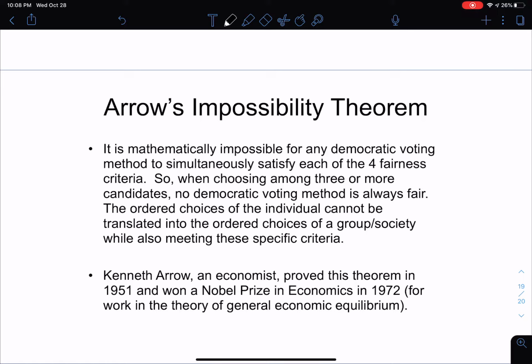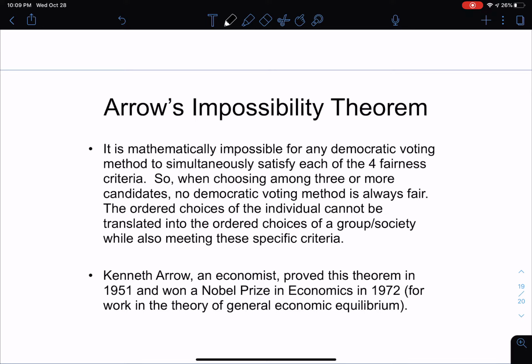But what does Arrow's impossibility theorem say? It is mathematically impossible for any democratic voting method to simultaneously satisfy each of the 4 fairness criteria. So if you have to choose among 3 or more candidates, no democratic voting method will always be fair. There will be situations where there's unfairness. The order choices of an individual cannot be accurately translated into the order choices of a group or society while also meeting these specific criteria. Feels kind of negative, doesn't it? Especially while we're holding an election right now.